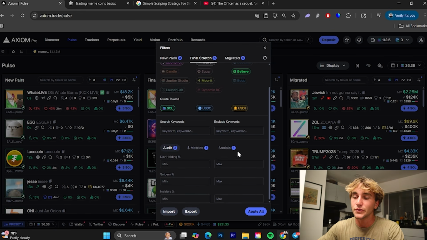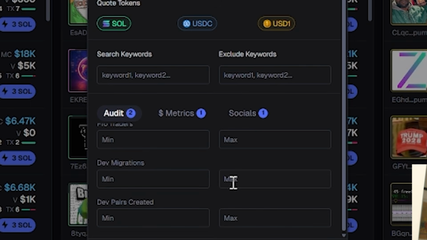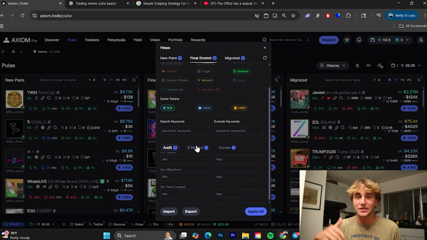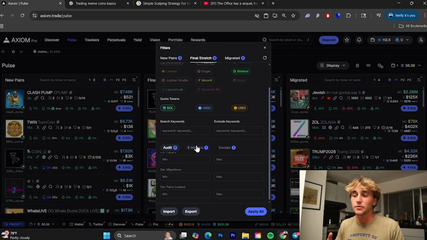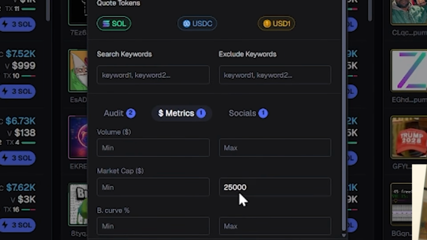Now let's get on to the filters. The first one, you want to put age 30 minutes as a maximum. A lot of the time with scalping strategies, you're going to be using volume to your advantage. When a lot of people are trading a coin, it's going up, it's going down all the time, and this is exactly what you want to take advantage of. This is where you're able to take these quick little trades and make some good profit in between all the volume. Second is the metrics. I would put 25,000.